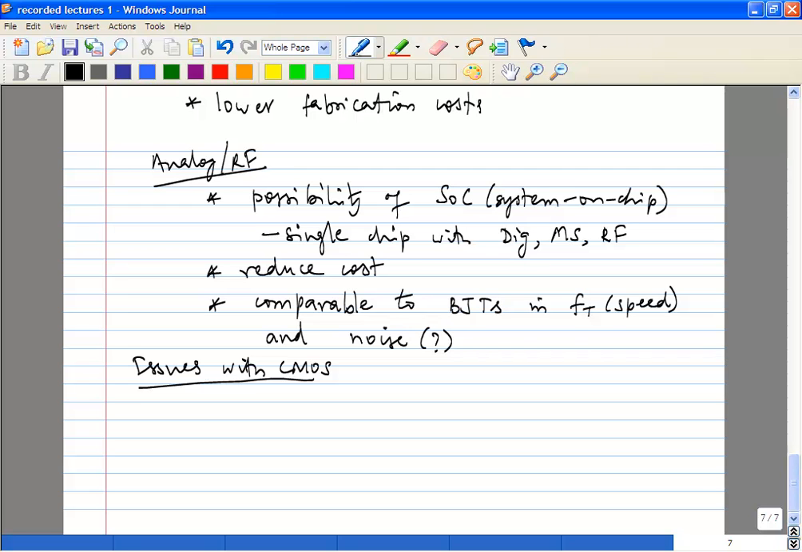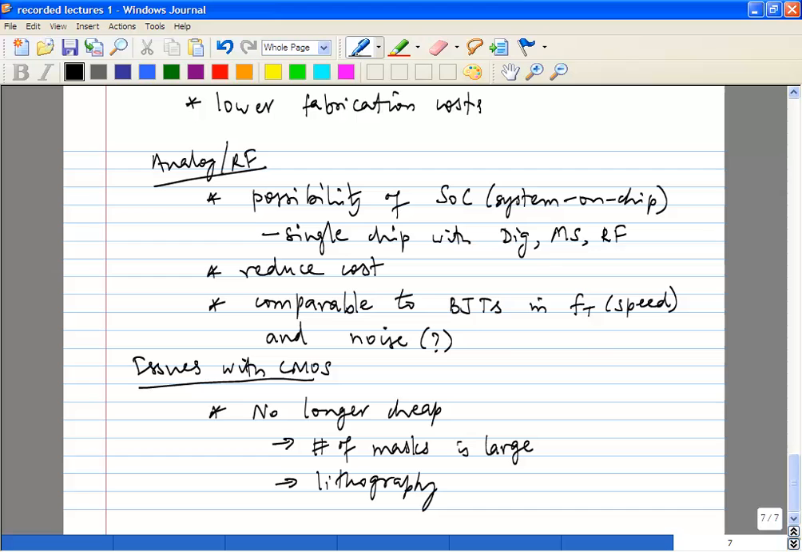What are the issues with CMOS? No longer cheap. So now what has happened is the number of masks has blown up, which means a larger cost. Lithography is getting very expensive because you need to go to better and better, rather more and more resolution for the lithography, so it's getting extremely expensive.